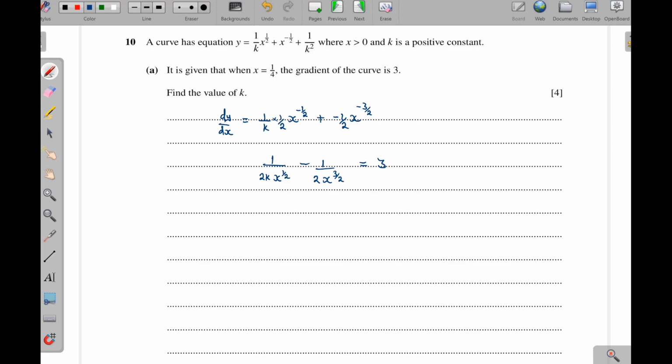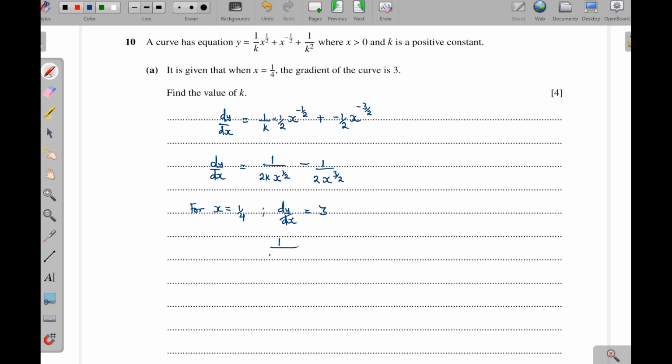Then after that, what are we going to do? We are supposed to solve this equation. Let me first leave it like this. They say that for x equal to a quarter, the gradient is 3. So dy/dx will be equal to 3. So you put a quarter wherever there is x.